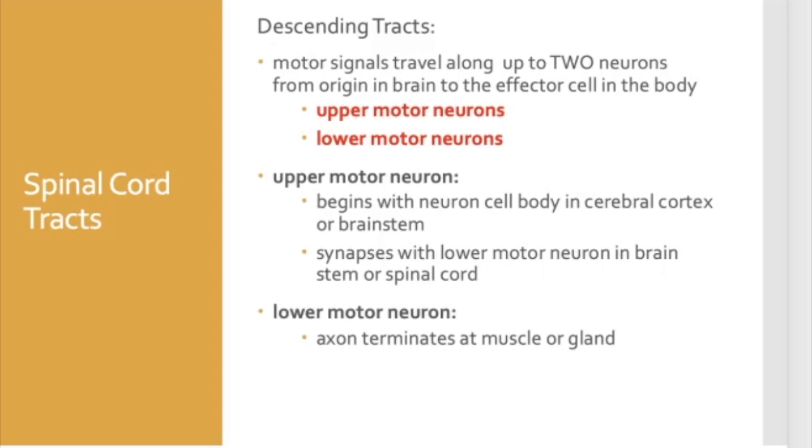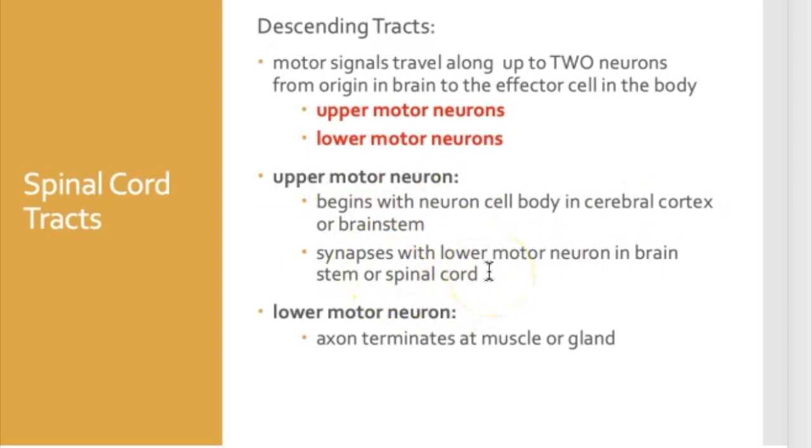The upper motor neuron is going to have its cell body in the cortex, or perhaps the brain stem. So there are 2 locations where motor neural pathways can begin, either in the cerebral cortex itself or in the brainstem. If the upper motor neuron begins in the cerebral cortex, it's going to synapse with the lower motor neuron in the brainstem. If it begins in the brainstem, it's going to synapse in the spinal cord.